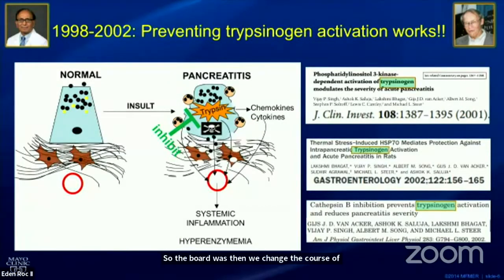And indeed, it was very successful. Inhibiting trypsinogen activation and preventing trypsin generation was very effective in animal models of pancreatitis. Whether it was PI3 kinases that we inhibited to prevent trypsinogen activation, or upregulation of heat shock proteins, or it was cathepsin B inhibition, all approaches worked. It was very exciting and very encouraging.